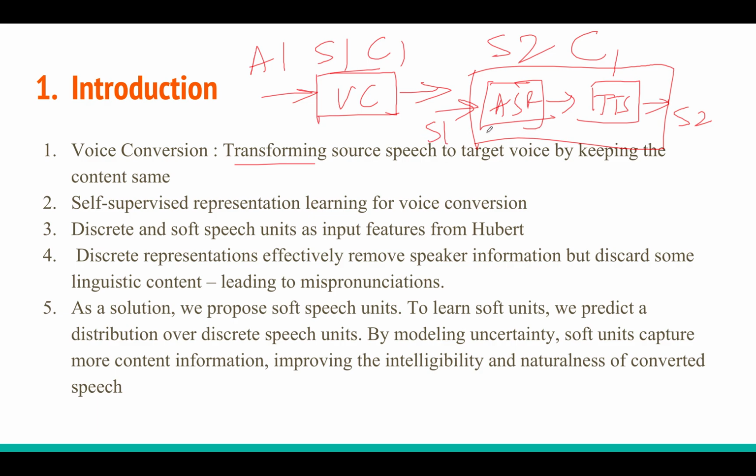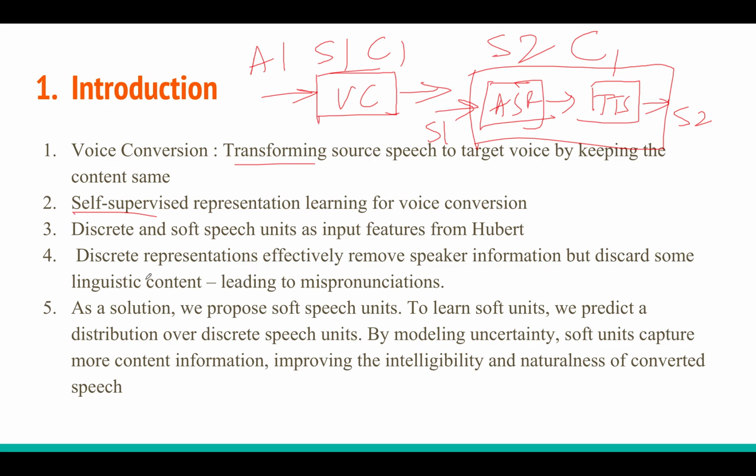Like I said, there are various ways, and one simple baseline could be this cascaded system, which this paper also uses as its baseline. Specifically, this paper explores self-supervised speech representation models for voice conversion. As you know, self-supervised models are becoming very hot these days, for example wav2vec, HuBERT, and many others in speech. The idea of this paper is to explore those, and they explore discrete speech units and soft speech units as input features for the VC system. We will see the advantages and disadvantages of these two units.